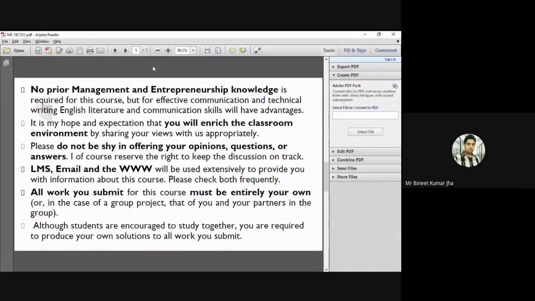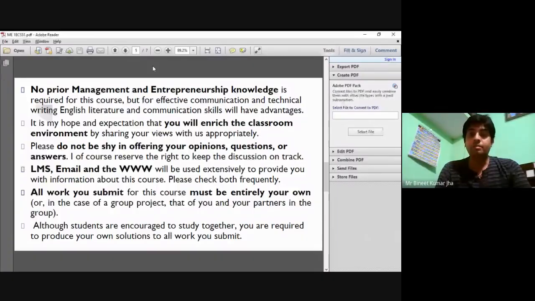Now the next expectation from our side is that whatever work you are submitting should be your own. What does it mean? It means you have not copied from somewhere, right? It is entirely your own. In case of a group activity or project, you can get help from your partner or group and submit it. Finally, we have to study together, and you have to submit the solutions as per the given deadlines.